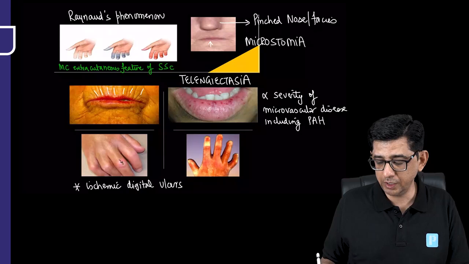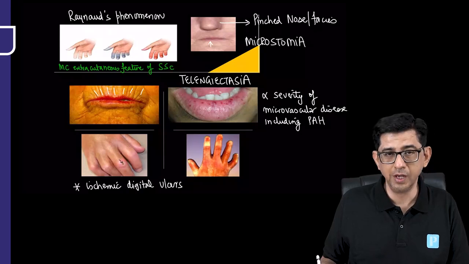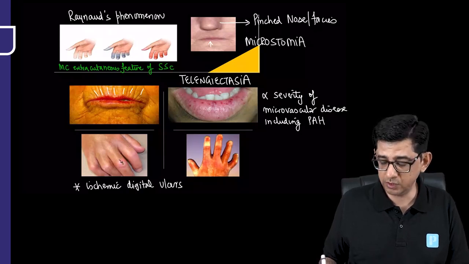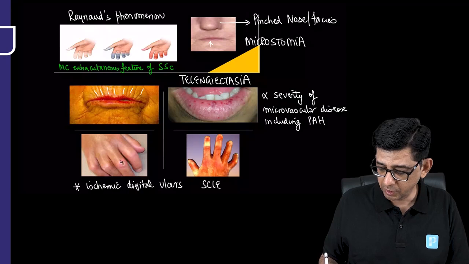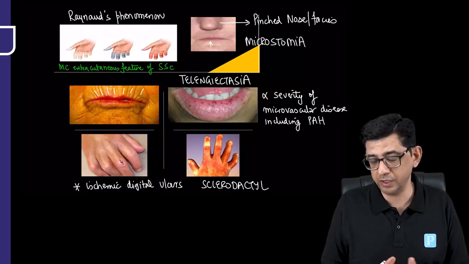The image on the right-hand side again shows extreme tightening of the skin, which causes that classical appearance of the contractures of the fingers, and therefore a claw-like appearance of the hand can be seen, and that's why the term is sclerodactyly.